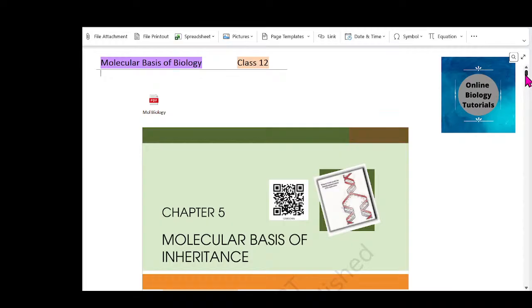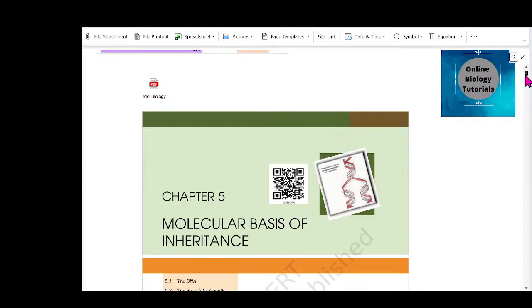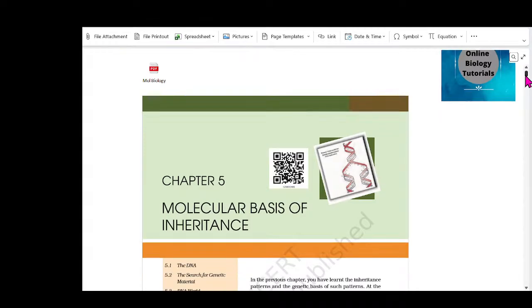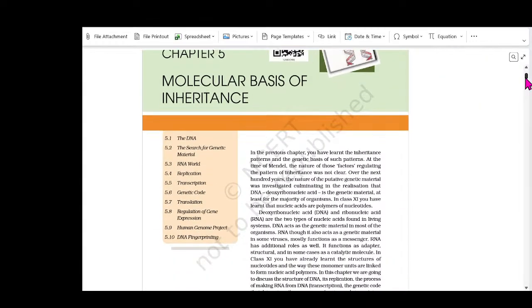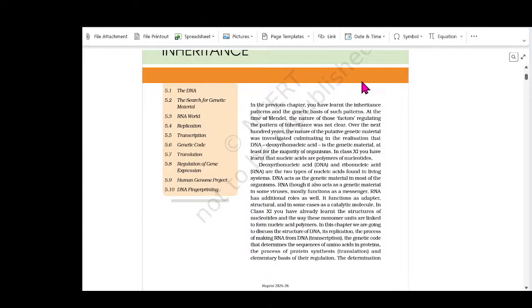This chapter belongs to the second unit of class 12th NCERT Biology, one of the mega chapters of this book. Very important. Let's begin. In the previous chapter, you have learned the inheritance patterns and the genetic basis of such patterns. At the time of Mendel, the nature of those factors regulating the pattern of inheritance was not clear.